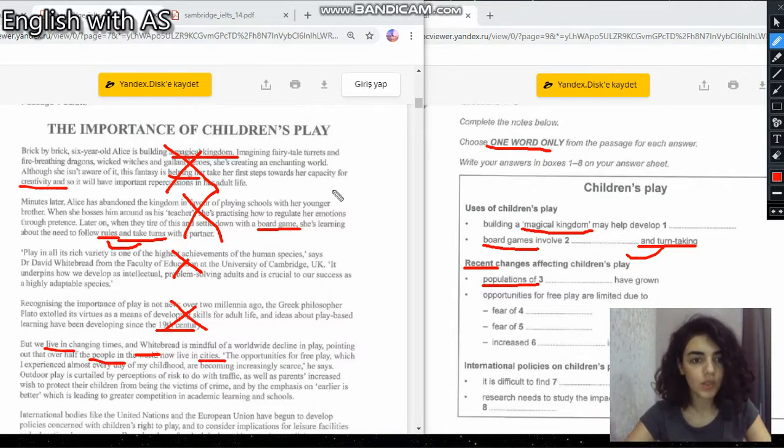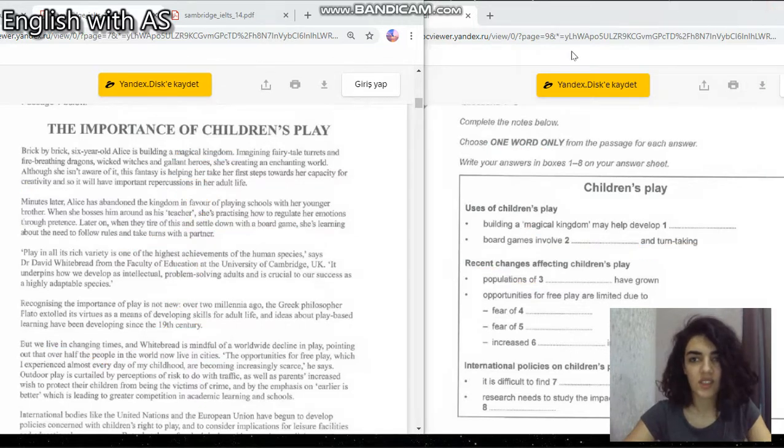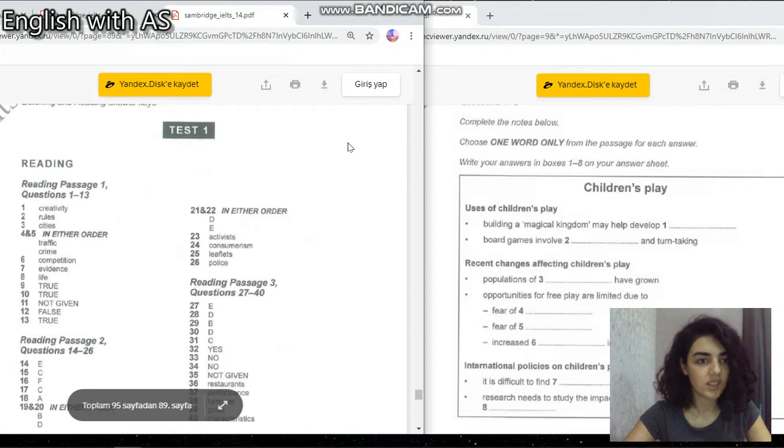Okay, I hope you found it useful. By the way, let's check the answers. Here are the answers. Reading, test 1: first is creativity, second is rules, third one is cities. So as you can see, it's not that difficult. You can easily do it if you know the technique, if you know some tips, if you are aware of the questions.